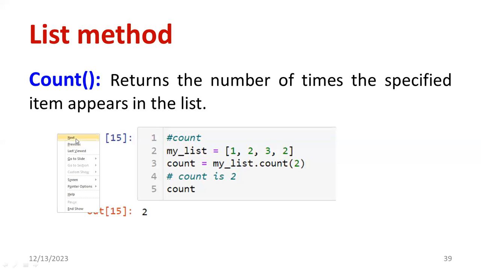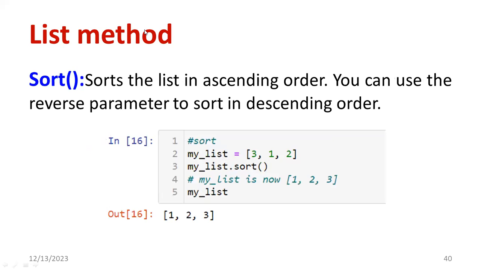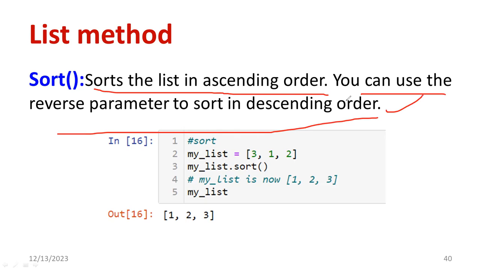So let me continue further. We are going to talk about sorting. Why is sorting needed? It sorts the list in ascending order. It is possible to arrange the items in ascending order, and you can use the reverse parameter to sort in descending order. For example, we are studying sort, which is why I put a hash comment. My list elements are 3, 1, 2. Of course, I will perform the sort operation, mylist.sort.